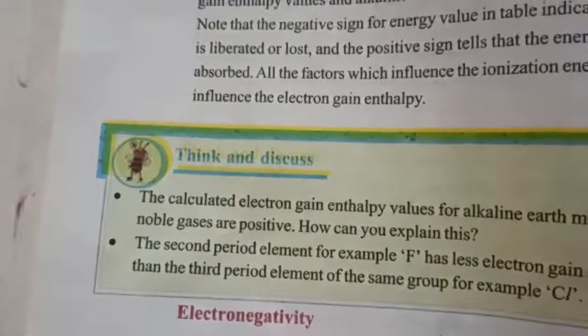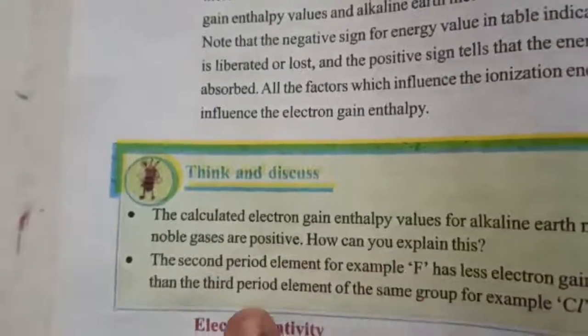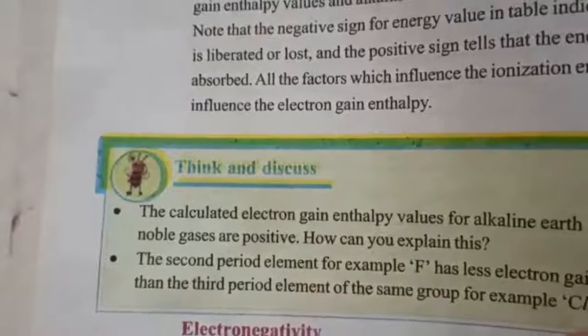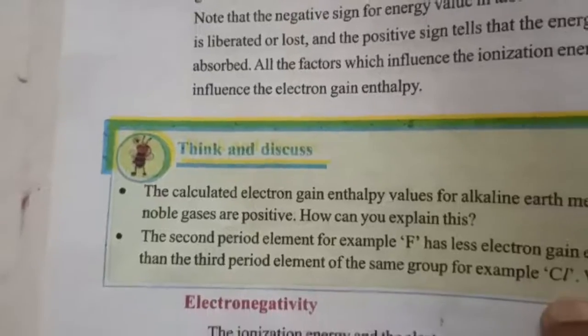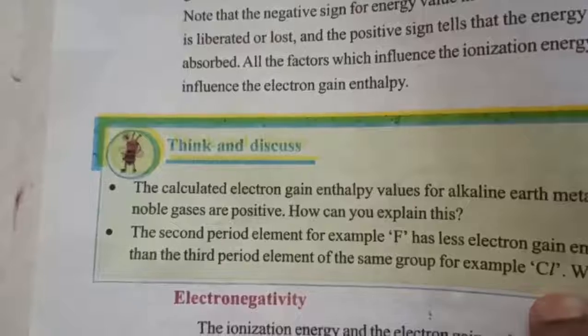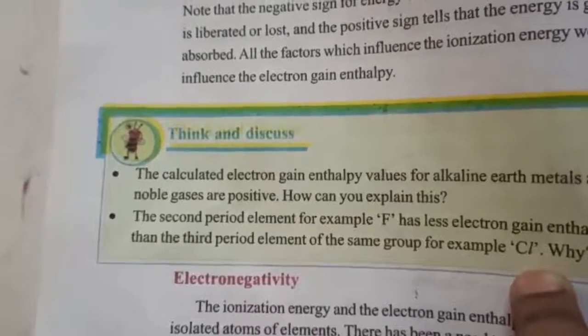Electron gain enthalpy is decreasing in groups from top to bottom. Second period element F and third period element Cl both exist in the same group, and Cl has less. Why? Because it decreases from top to bottom. In that manner also I explained why it is decreasing in groups.